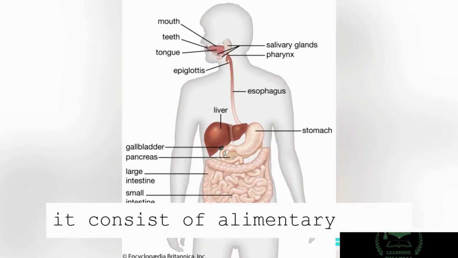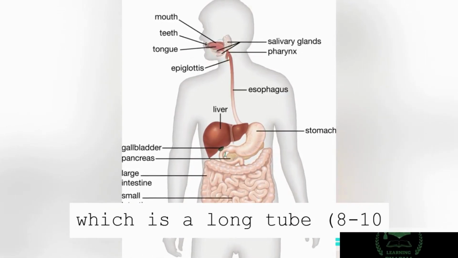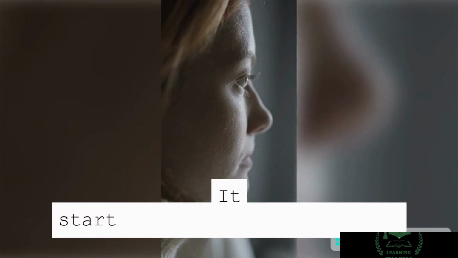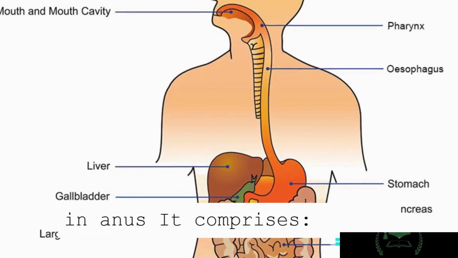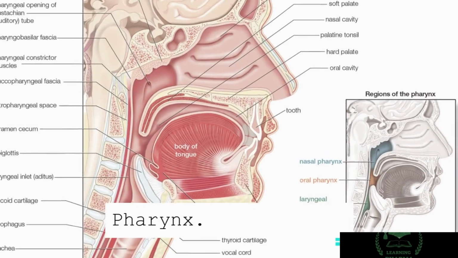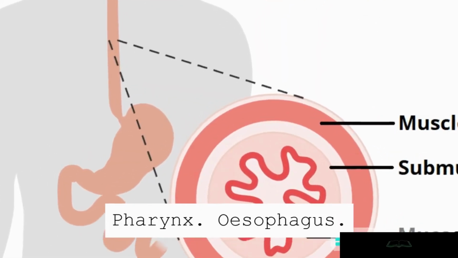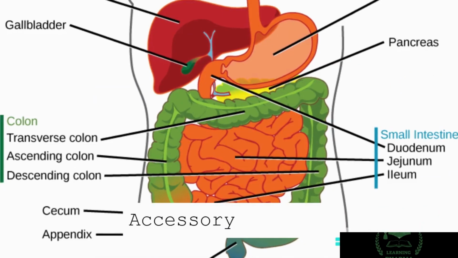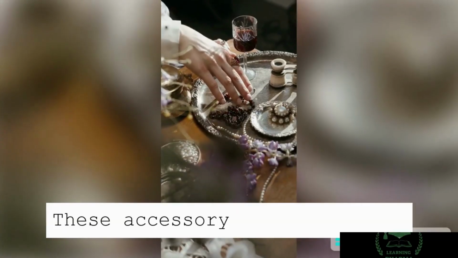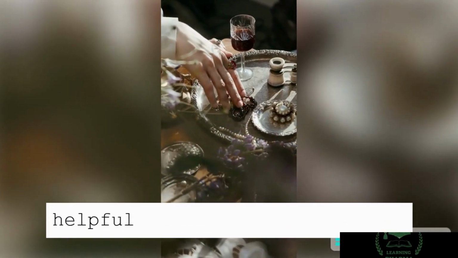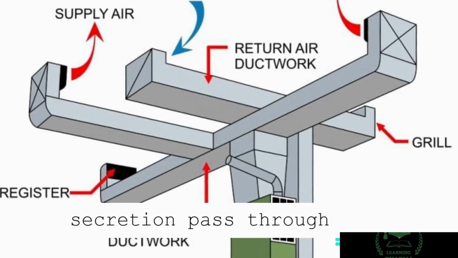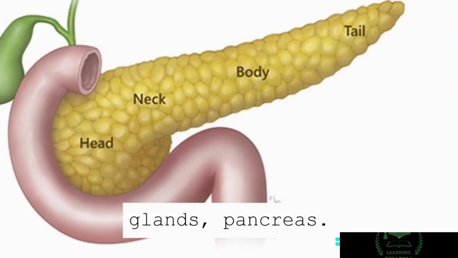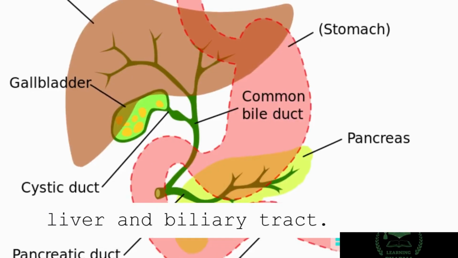Basically, it consists of the alimentary canal, which is a long tube, 8-10 meters in length, through which food passes. It starts at the mouth and terminates in the anus. It comprises mouth, pharynx, esophagus, stomach, small intestine, large intestine, anal canal, and accessory organs. These accessory organs produce some secretions helpful in digestion, and their secretions pass through ducts to enter the tract. These consist of salivary glands, pancreas, liver and biliary tract.